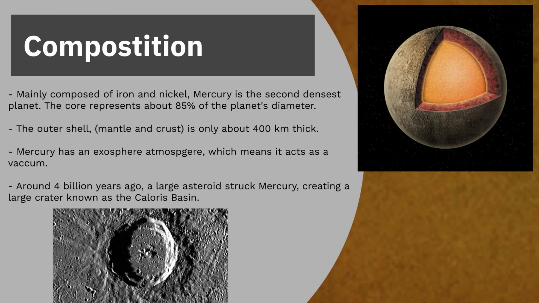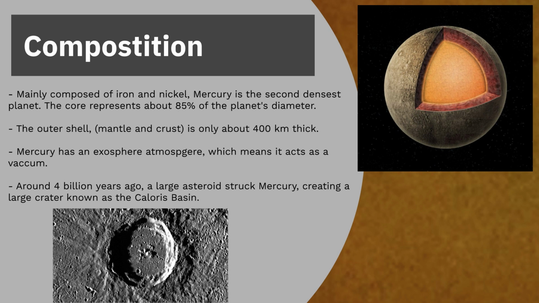Mercury's composition. Composed mainly of iron and nickel, Mercury is the second densest planet, and its core represents about 85% of the planet's diameter. Its outer shell, the mantle and the crust, is comparable to Earth's in composition, although it's only about 400 kilometers thick. The atmosphere of Mercury is a surface-bound exosphere, which is essentially a vacuum containing oxygen, sodium, hydrogen, helium, and potassium.